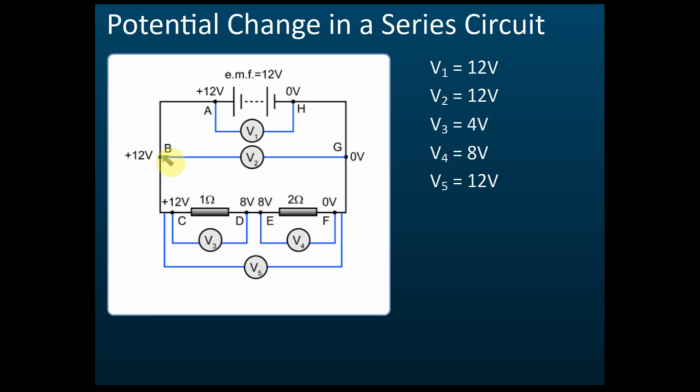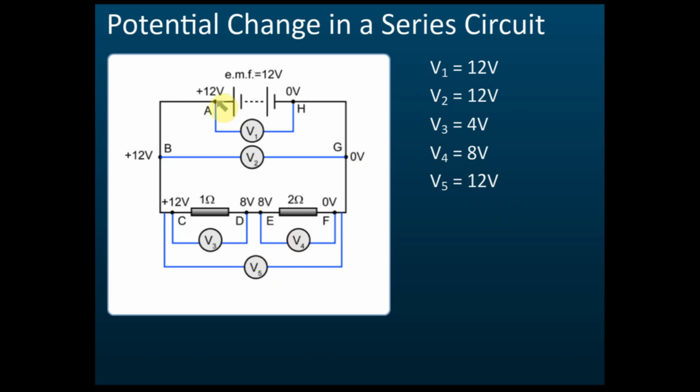Then how about if you connect a voltmeter from B to G? From B to G, you will still get 12 volt. V2 is still 12 volt. Why? Because the difference of the potential is 12. Then how about if you connect a voltmeter from this point to this point? 12 to 0 again. It's still 12 volt. V5 is still 12 volt.